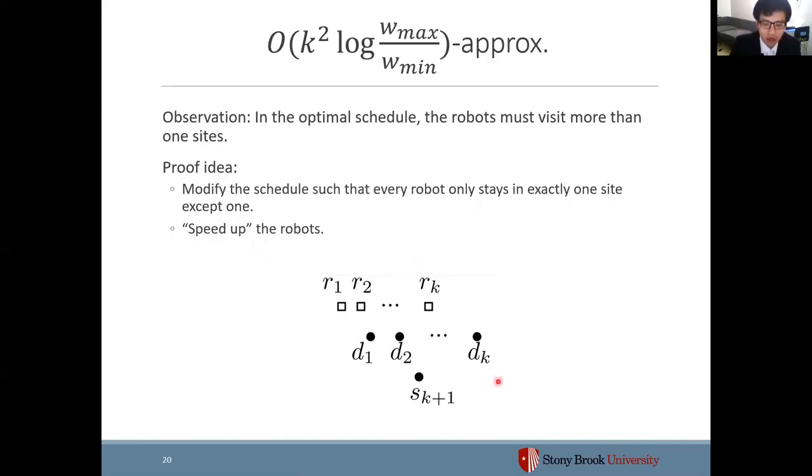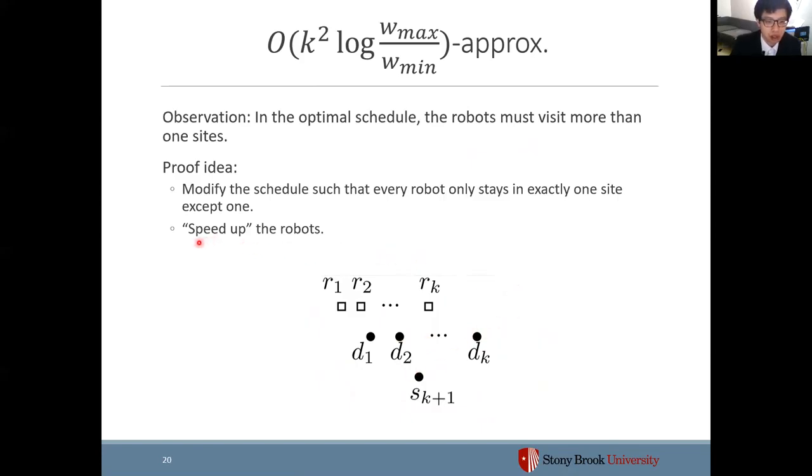Now let's just look at this configuration and eliminate all the other nodes. We look at what the optimal solution would do here. First of all, we only have k robots, but there are k plus 1 points. So there must be some robots that visit more than one site. Now our idea is we want to modify the schedule such that every robot just stays at one point until the last robot will visit one of these 2.